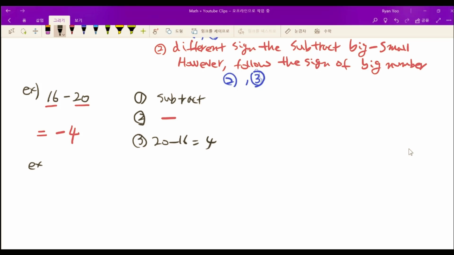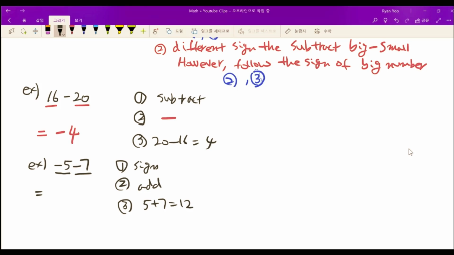So let's do another one, just in case. What if you have negative 5, negative 7? Number one, look at the sign. One is negative 5, the other one is negative 7. Do they have the same sign? Then you know you're going to add. I'm going to add as if there's no sign in front of it. So 5 plus 7, which is 12. And since they have the same sign, therefore keep the sign, negative.